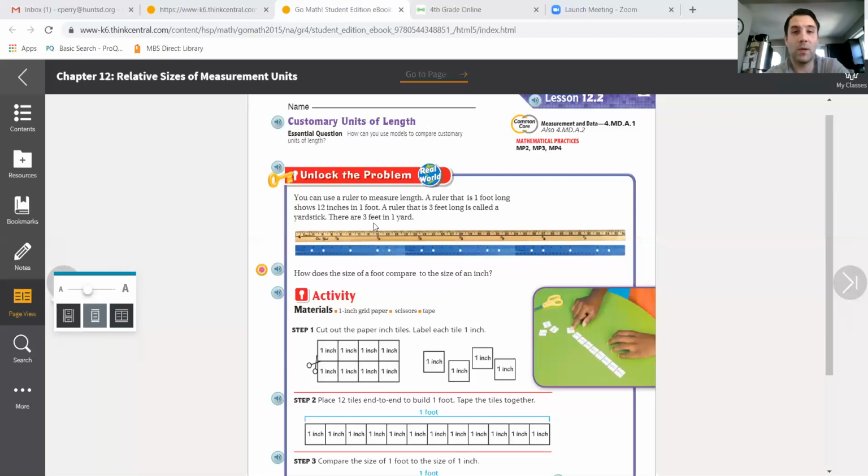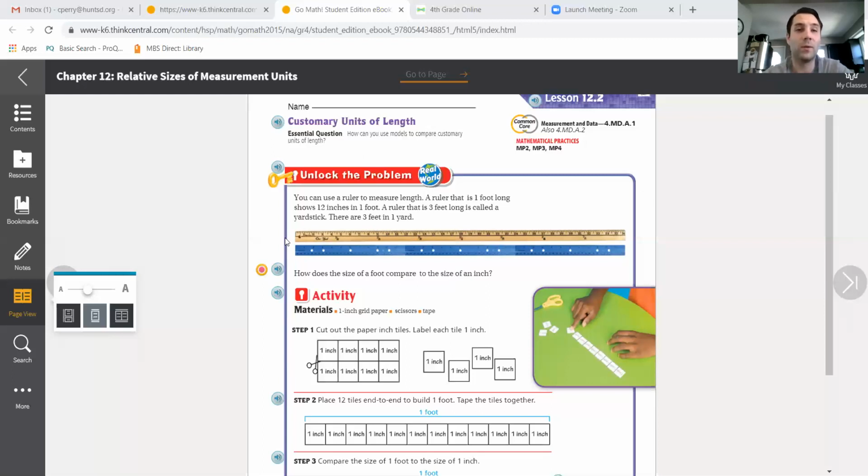All right, so let's look at the POD, the problem of the day. Who would like to read that? Anybody? Nobody? All right, I'll read it. You can use a ruler to measure length. A ruler that is 1 foot long shows 12 inches in 1 foot. A ruler that is 3 feet long is called a yardstick. There are 3 feet in a yard.